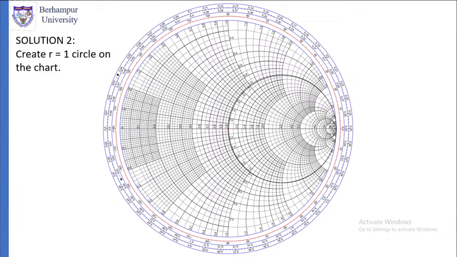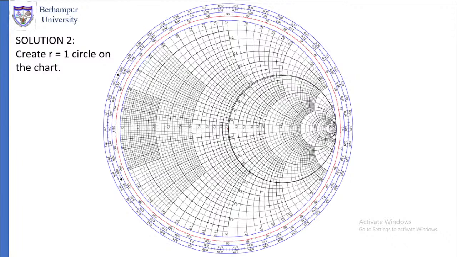I hope you have been able to locate the R is equal to 1 circle. Now if you have located it, what I would like you to do is draw that circle. Use your compass and pencil and draw that circle. That you can easily do. Draw the R is equal to 1 circle.